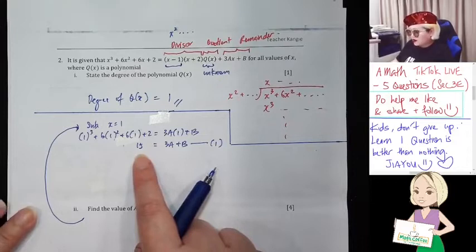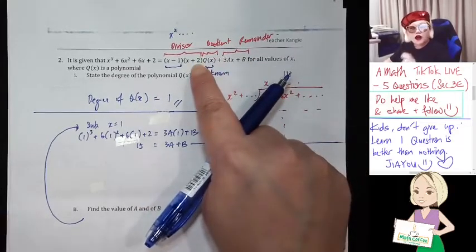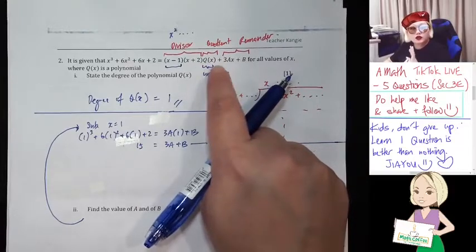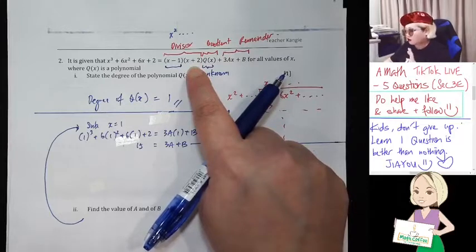So how am I going to get the second equation? Remember, I still have a second bracket over here. So my objective is to make qx disappear. So what x value should I sub in so that I will get another 0?